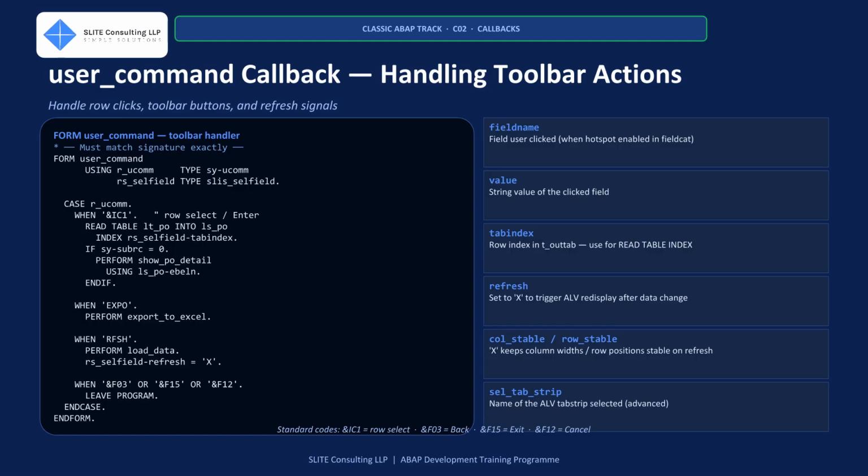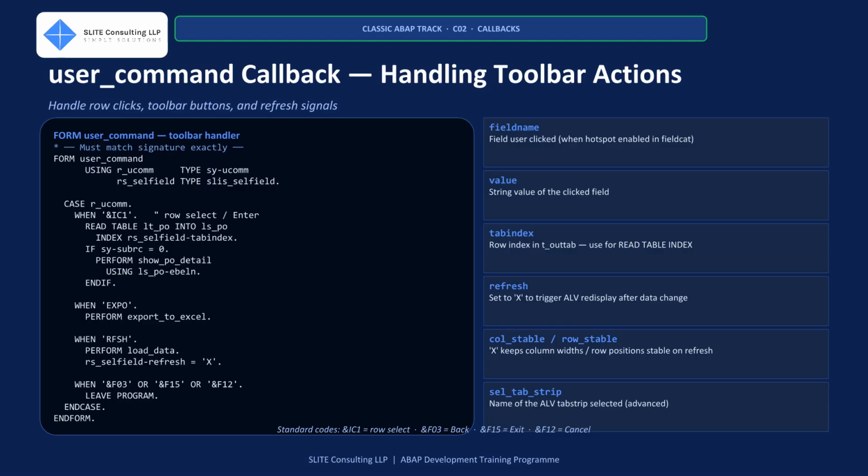The standard row click function code is &IC1. When the user presses enter on a row or double clicks, sy-ucomm is set to &IC1. At this point, rs_selfield-tabindex contains the row index in t_outtab. Use READ TABLE lt_per INTO ls_index INDEX rs_selfield-tabindex to get the clicked row's data. rs_selfield-fieldname tells you which specific column was clicked. Useful if you have multiple hotspot columns.